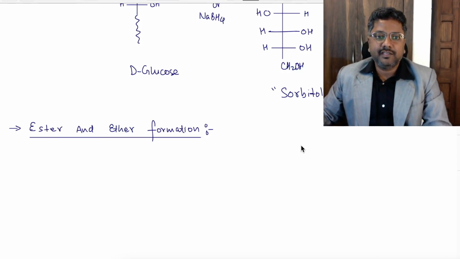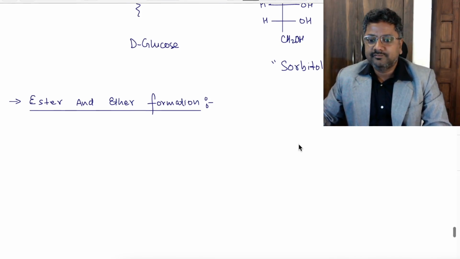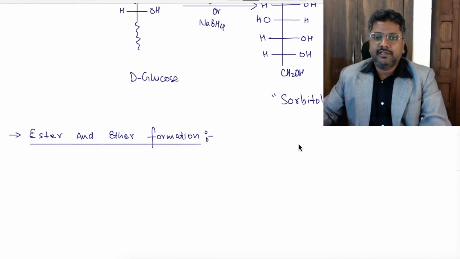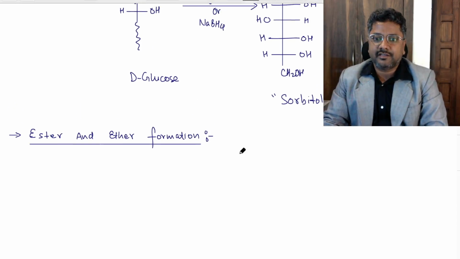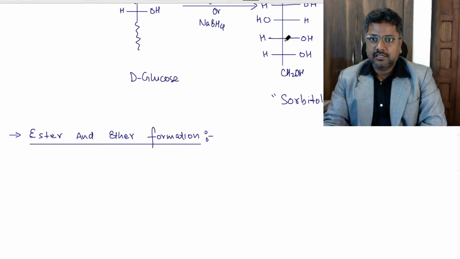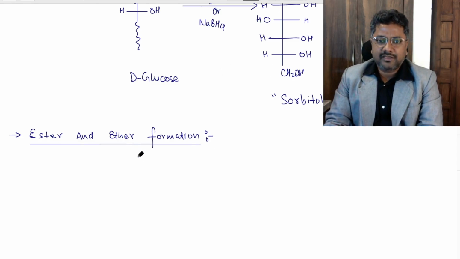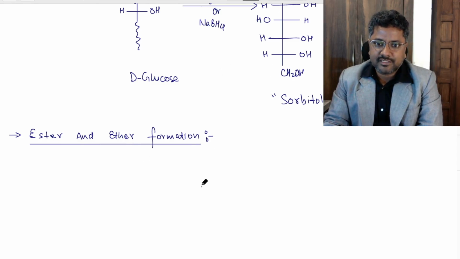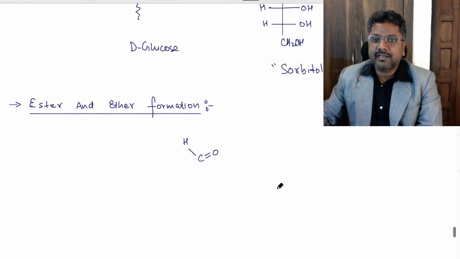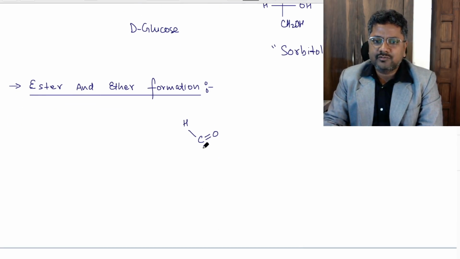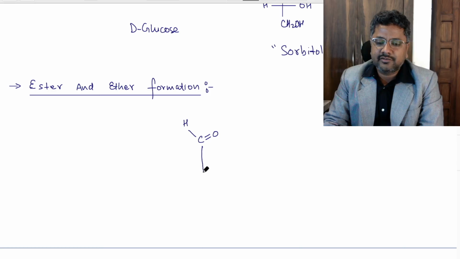Now see ester and ether formation. So you know alcoholic groups are there in carbohydrates, so they can easily form esters, and we can form ethers as well. Suppose we have D-glucose. Every time I am taking D-glucose as a reference because you know this is in your syllabus.